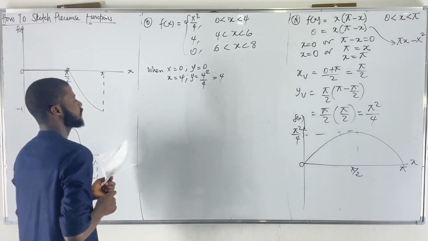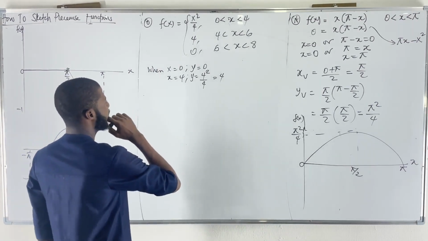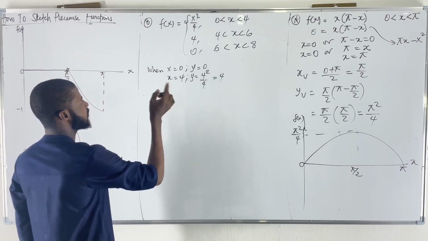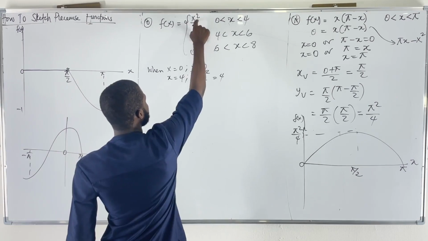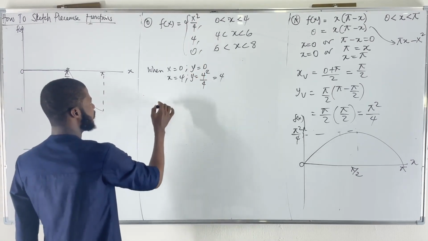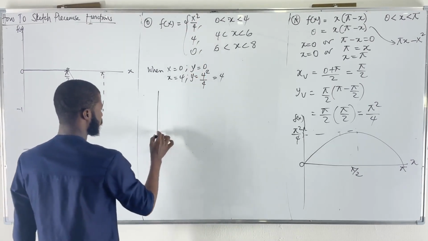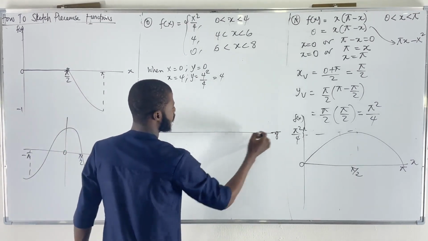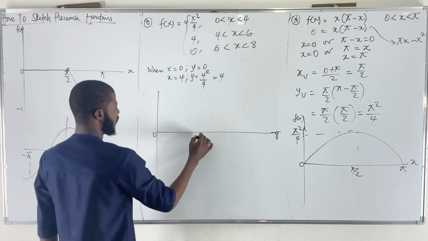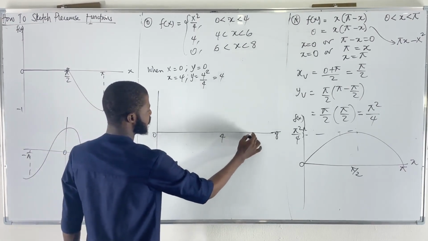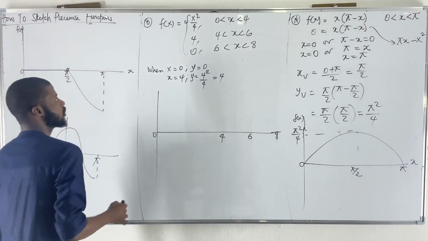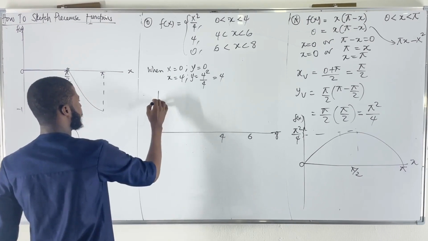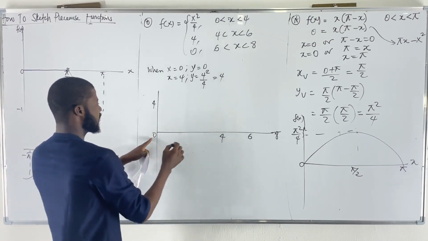So let me do this. x is just 0, 0. If you solve this expression, x is at 0. So what I'm going to have is going to look like this. We have from 0 to 8, and then we have 0 to 4, and then 4 to 6, and then 6 to 8. So now let's get started. So this is y equal to 4. Let me put my 4 here.